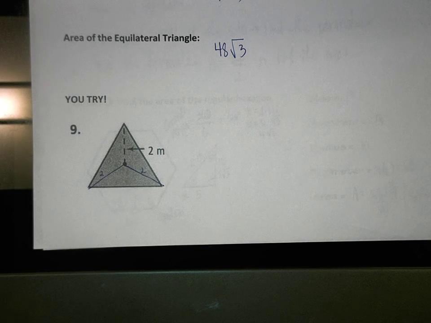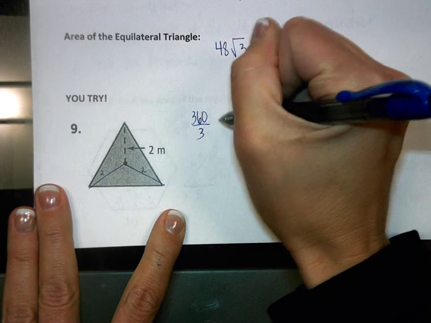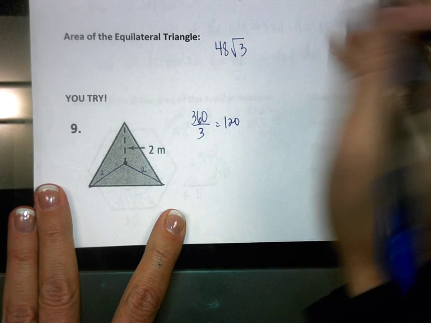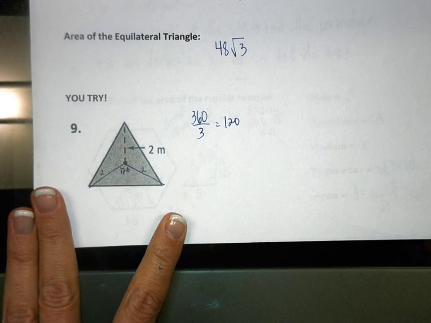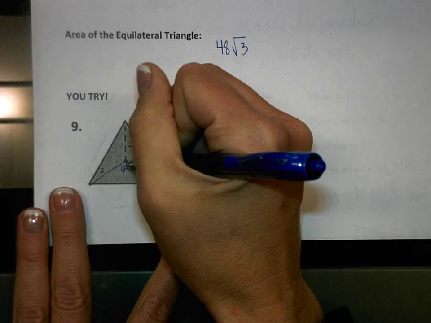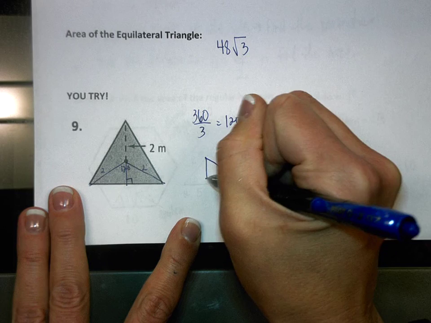The correct answer was 3 root 3. So let's go through this one. The first thing, it always depends on what size figure you have, how many sides it has. So again, here we have a figure with 3 sides, so I take 360 divided by 3, which is 120. 120 gives me my central angle. Okay? So I'm going to draw a line down here, make that a 90-degree triangle.